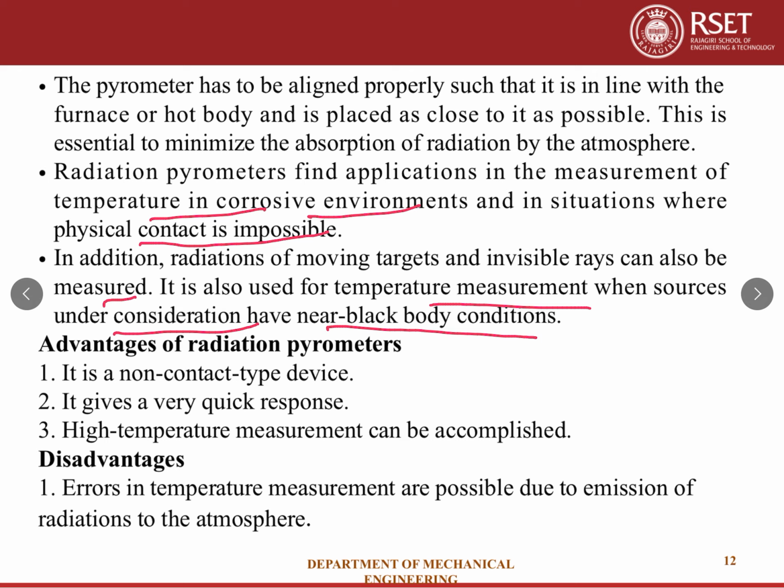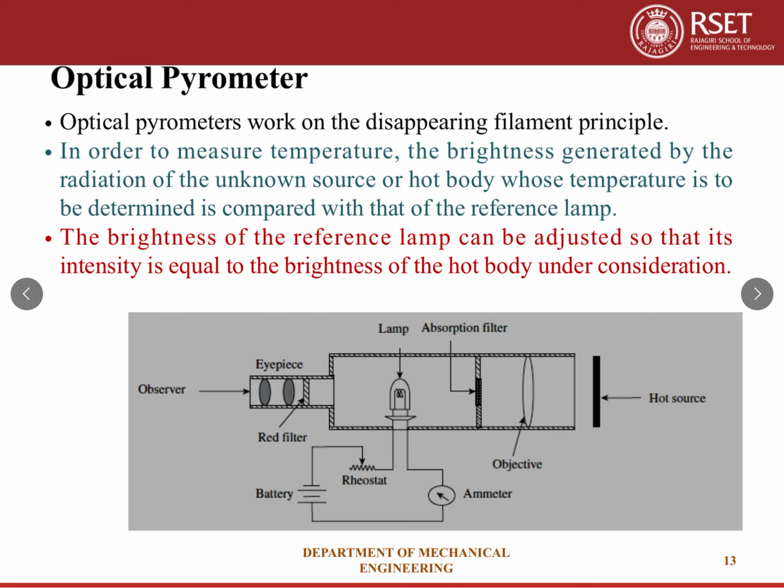The advantages of the radiation pyrometer: they are non-contact type, which is the basic one, and give a very quick response. High temperature measurement can also be accomplished with this instrument. Then disadvantages: error in temperature measurement is possible due to absorption of radiation by the atmosphere. So some errors may occur. So that is about the radiation or total radiation pyrometer.